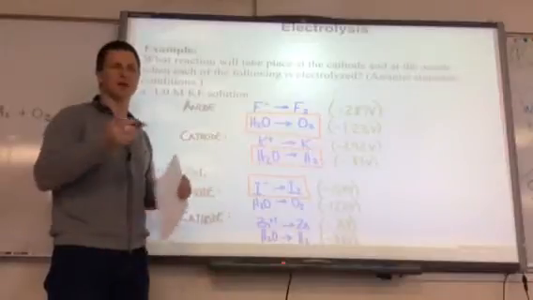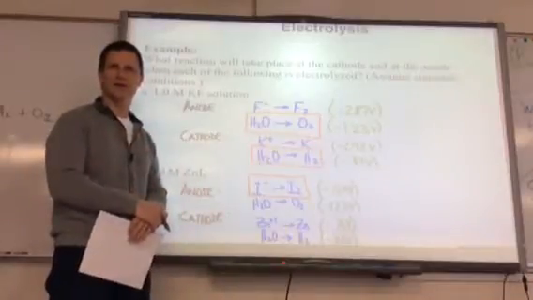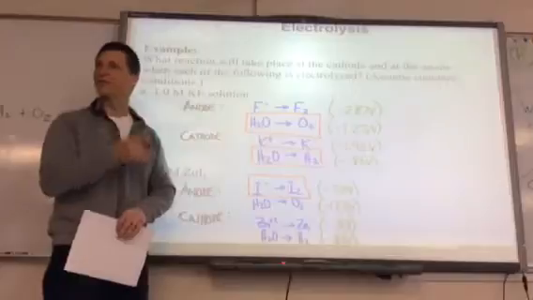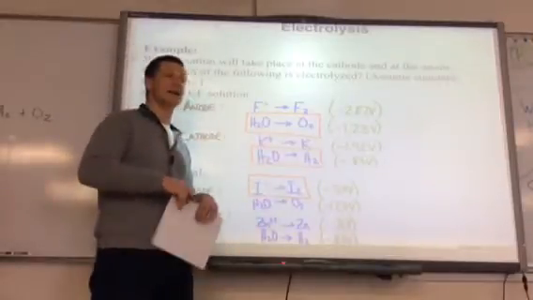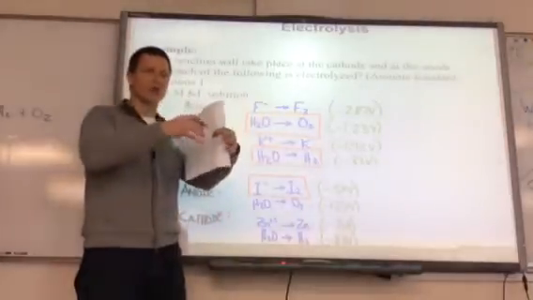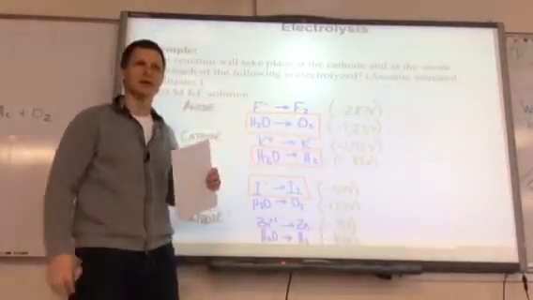Iodide. Any idea what that would look like? Purple. Iodine is kind of a purple color. It's a brown purple color. Yeah. And it's a solid. So your electrode would be coating with this brown purple solid.